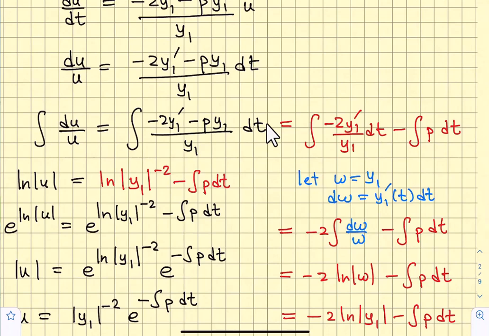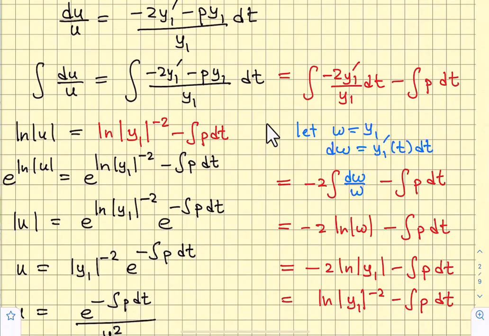Well, now we can just do a little baby u substitution. We've already used the letter u, so let me use another letter. How about w is y1? Then dw would be y1 prime of t dt. And if we make this substitution, this integral here translates into this integral. We can anti-differentiate this as the natural log of the absolute value of w. Here we're just leaving this alone. And now if we translate back, remember w was y1, so this is an ln of absolute y1.